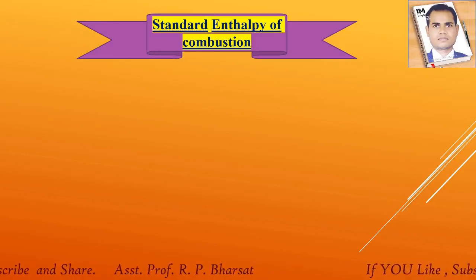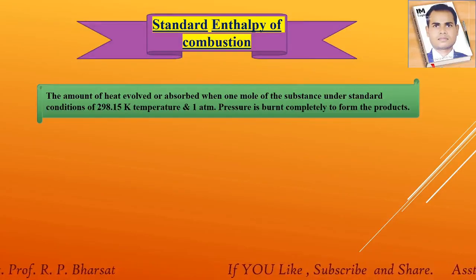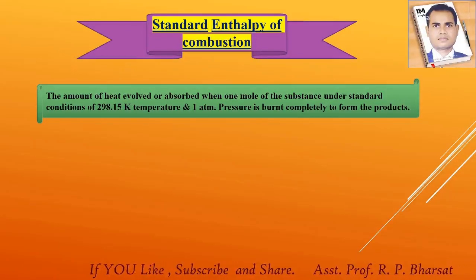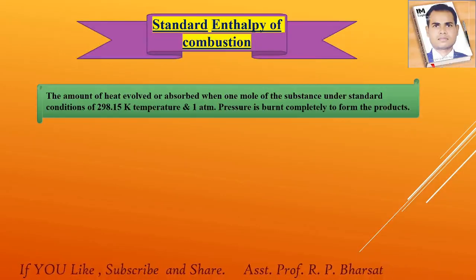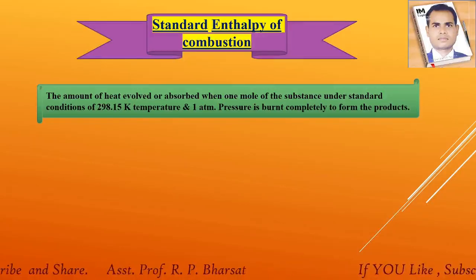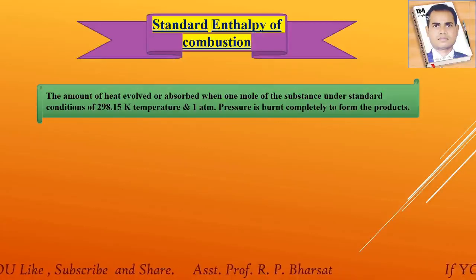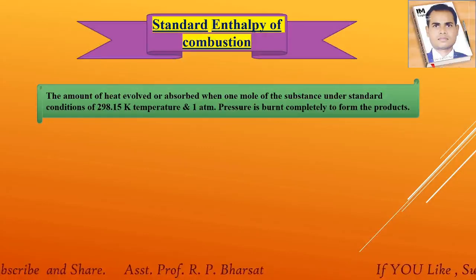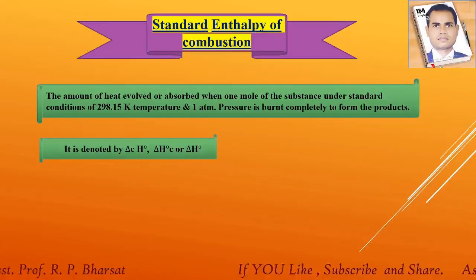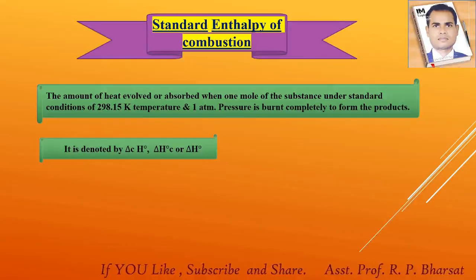And in this term, we have to see under some conditions, that is 298.15 Kelvin temperature and 1 atmospheric pressure. Okay, if you take 1 mole of substance and burn it completely to form the products, at that time you will get some amount of heat evolved or absorbed. So that will be the standard enthalpy of combustion, and it is denoted by delta small c H degree, delta H degree small c, or delta H degree.